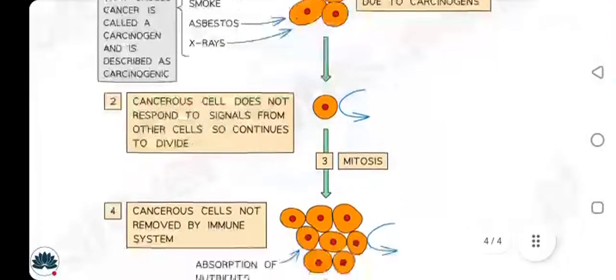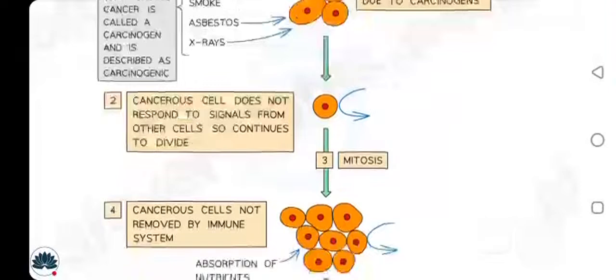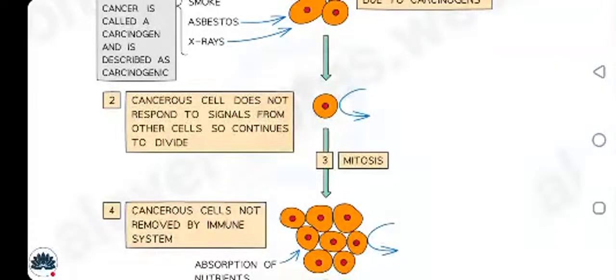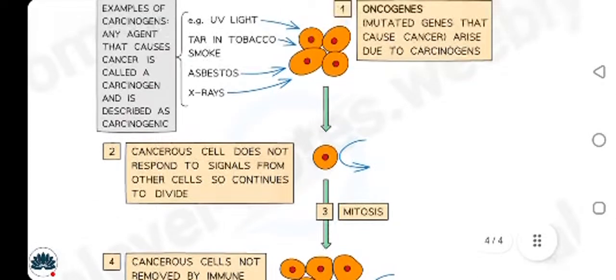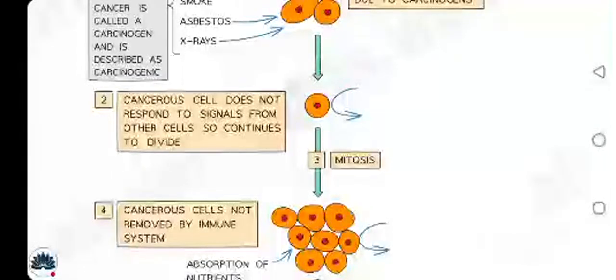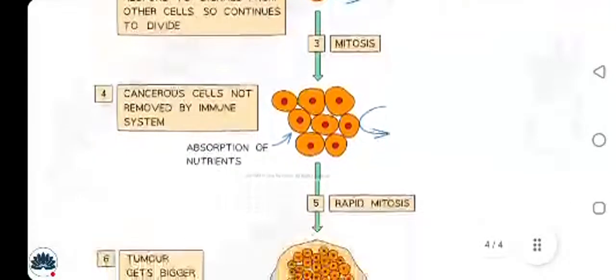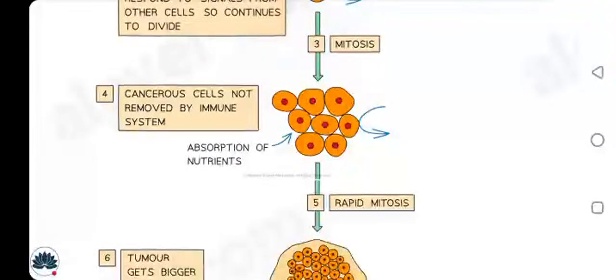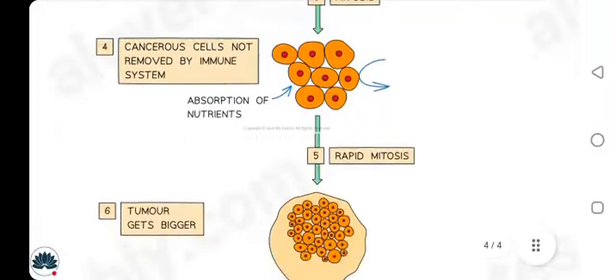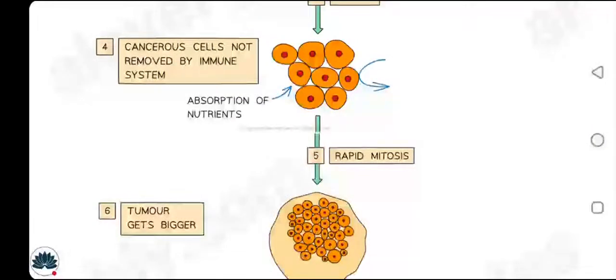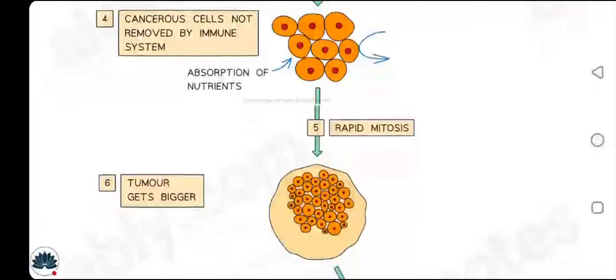asbestos and X-rays. Okay. In the second stage, the cancerous cell does not respond to signals from other cells, so it continues to divide. It means it is dividing uncontrolled, with an unequal number. Okay. At the third, mitosis occurs, and at the fourth, the cancerous cells are not removed by the immune system. Now it is strong enough that it is not removed by the immune system, and they absorb the nutrients. After absorption of the nutrients, the fifth is rapid mitosis, and now you can observe the number of the cancer cells, and this is how the tumor gets bigger.